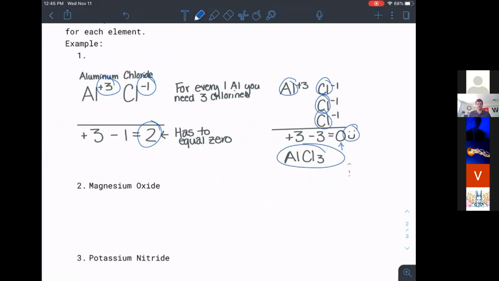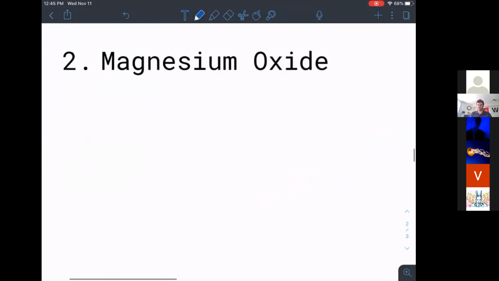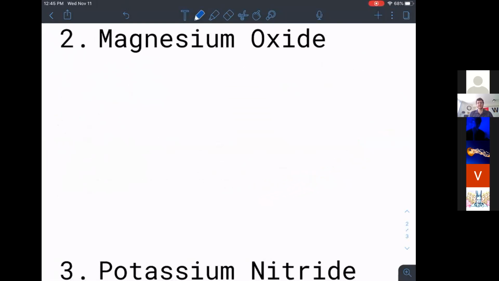All right, let's do some practice with this. So we have magnesium oxide. So what two elements are these? Magnesium and oxygen. All right. Now, what is my charge for magnesium? There's none? It's nothing, like 0? So there is going to be a charge.